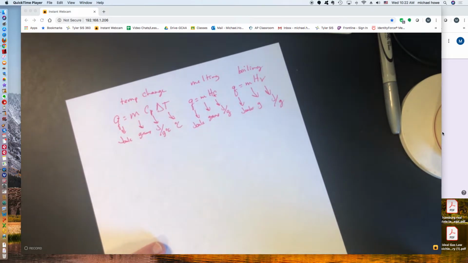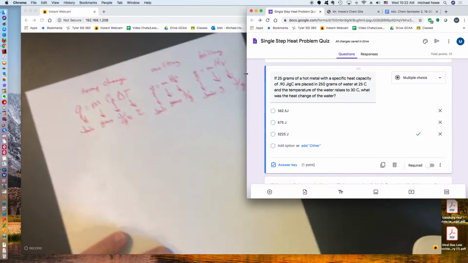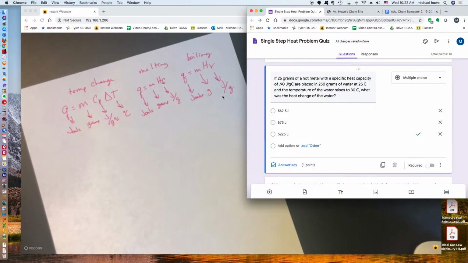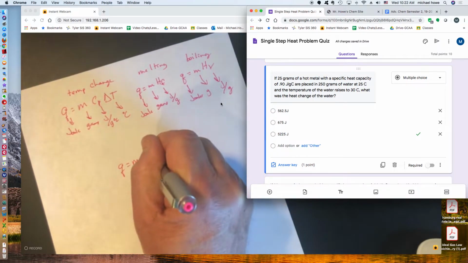So since you're watching this video, here's a free problem that we could do. This is on the quiz. You've got 25 grams of hot metal with a specific heat capacity of 0.9 placed in 250 grams of water at 25 C, and the temperature raises to 30 C. What was the heat change of the water? Well, since the temperature changed, which formula would you use? You go back over here. There are three formulas. Which one has a temperature change in it? That would be this one. So you're going to write the formula down. Q equals M Cp delta T.